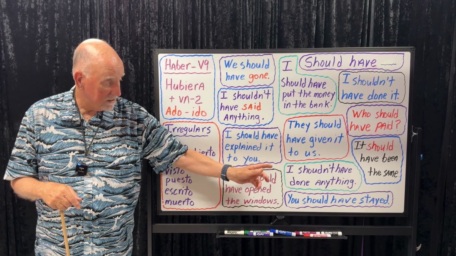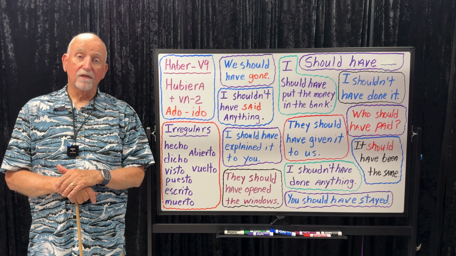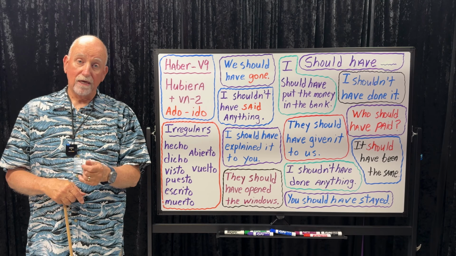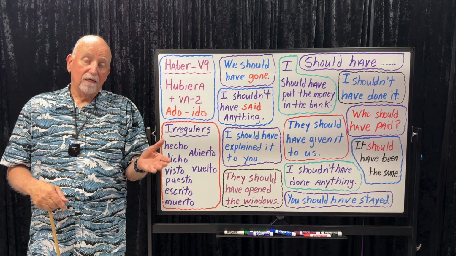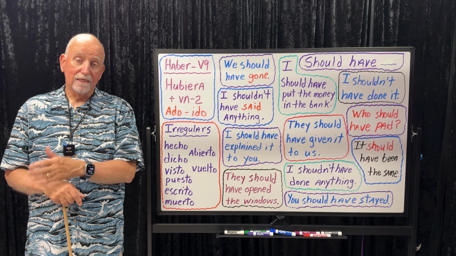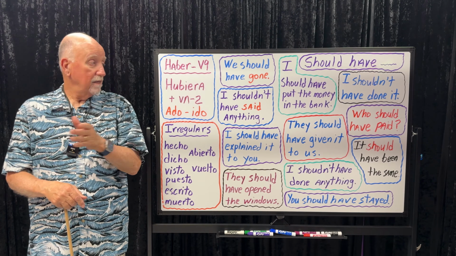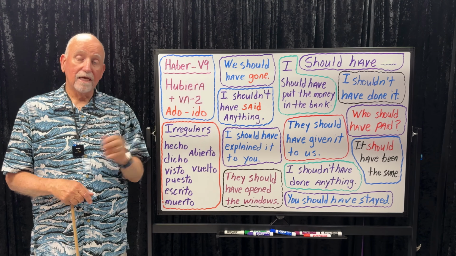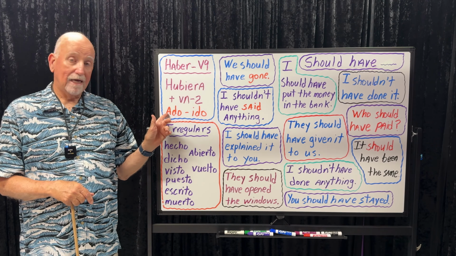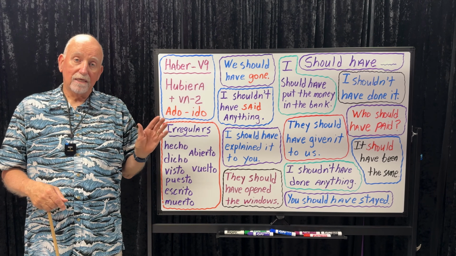You should have stayed. The verb to stay is quedarse. It's reflexive, so we have a pronoun. The only place we can put the pronoun is in front of a conjugated verb. That's our hubiera. So you should have stayed. We're going to start with a te, and then would be put in S. Te hubieras quedado. That's it.